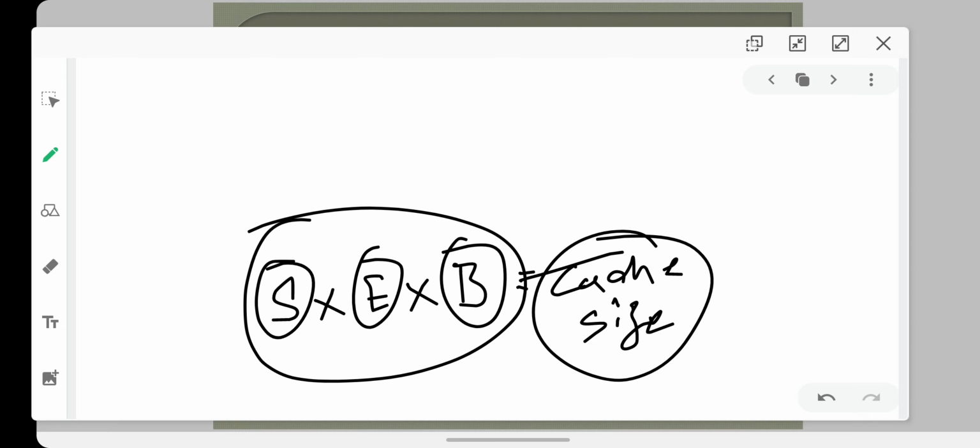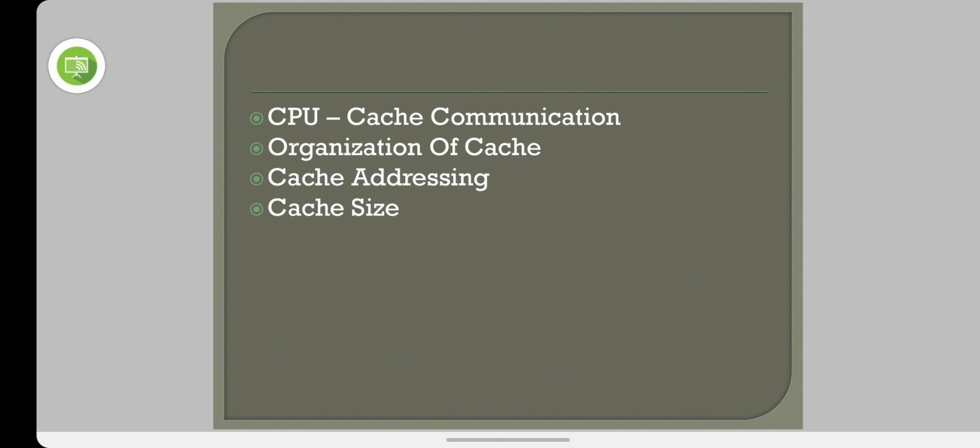From this cache size, you come to know the number of blocks present in the particular cache. So guys, we'll be doing some problems as well in the future.